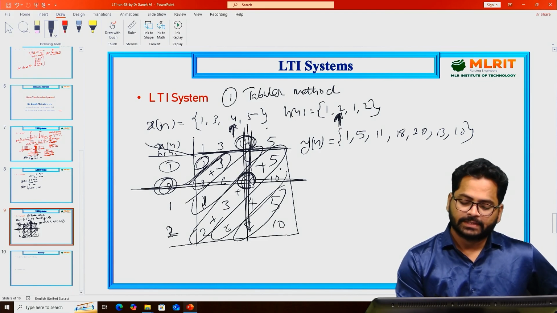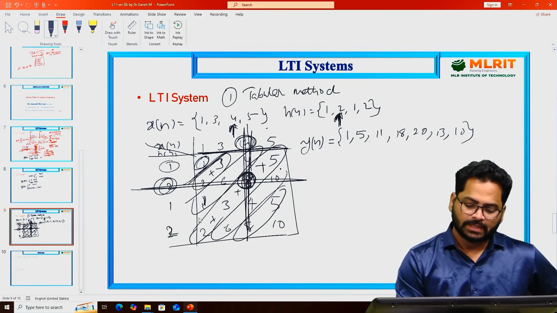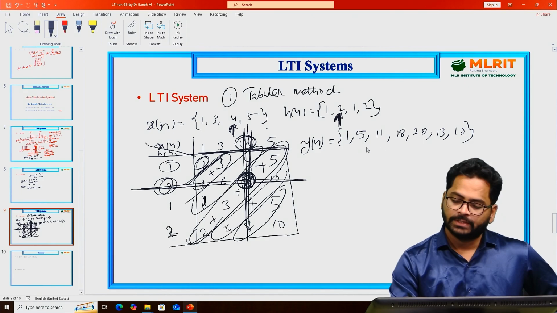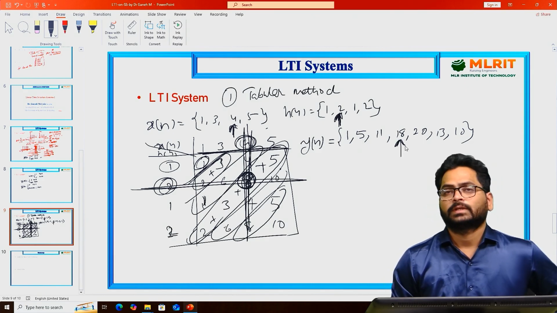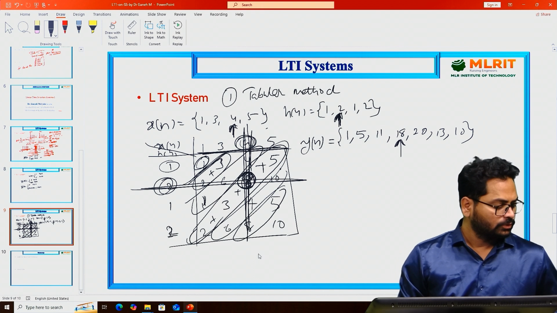The intersect element is 8 actually. So where this 8 is included, that means the highest diagonal value. The highest diagonal value is this one, so 18. That means you are putting it like this. Is it clear?